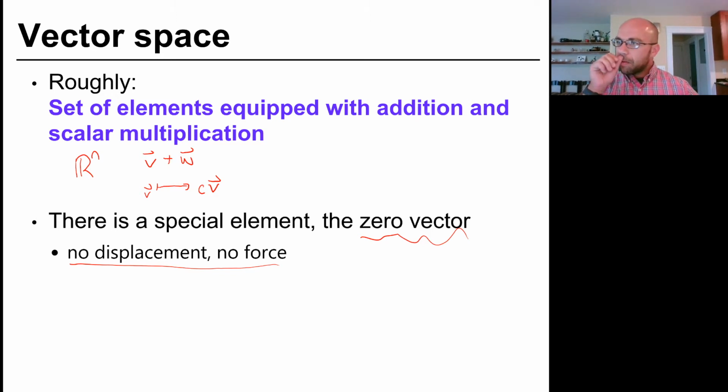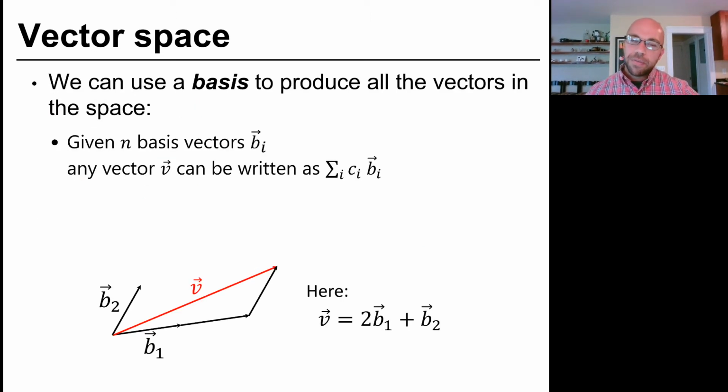Okay? So a vector space, at least a finite dimensional vector space, can be represented using a basis. So given a bunch of basis vectors b_i, I can take any vector in my vector space, we'll call that vector v for short, and I can write it as v is equal to a weighted sum of the basis vectors b_i. That's the definition of a basis, is a set of vectors for which this is possible and unique.